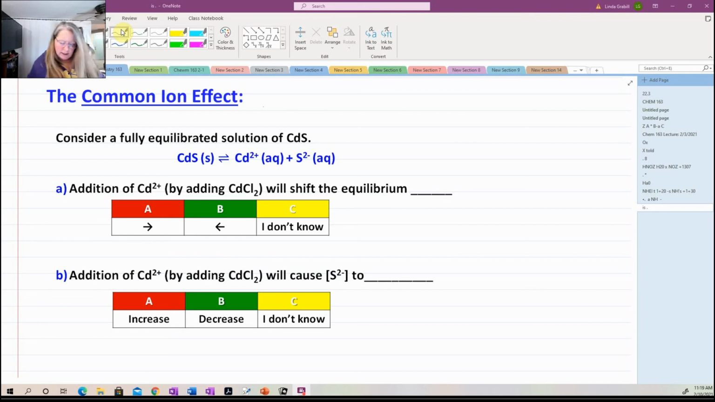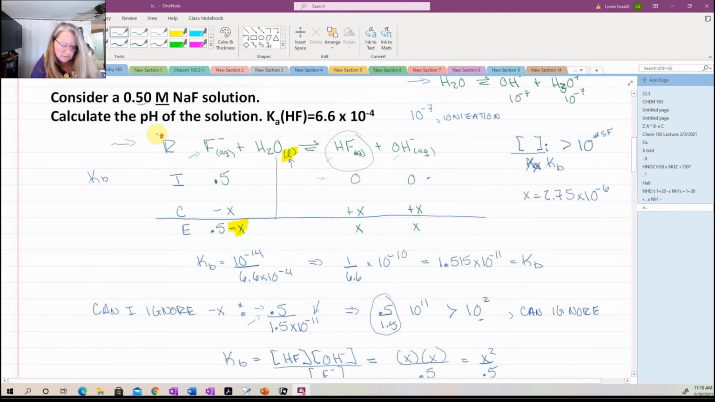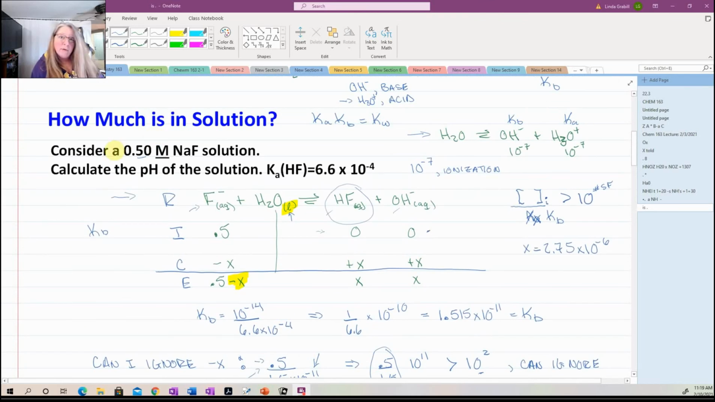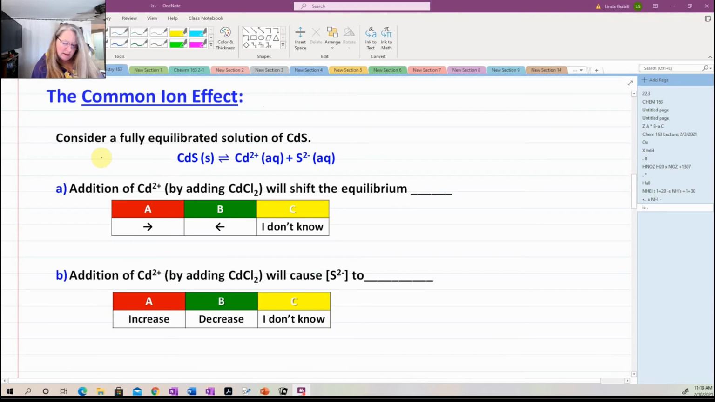In lecture on Wednesday, we finished off looking at what species would be in solution if I put sodium fluoride in. And then we determined what the pH would be of a 0.5 molar solution of NaF. Now let's talk about this thing called the common ion effect.